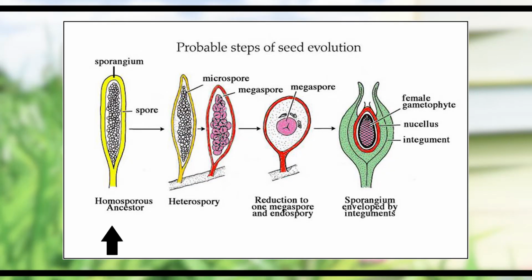In this figure, firstly there is a homosporous ancestor and the spores are produced in the sporangium. Then in heterospory there was a difference in the types of spores: one acting as the microspores and the other as the megaspores. Here, a single megaspore got enlarged and the others were aborted. Finally, this megaspore was surrounded by an integument, and there is an apical, or micropylar, region which acted for the reception of the pollen.